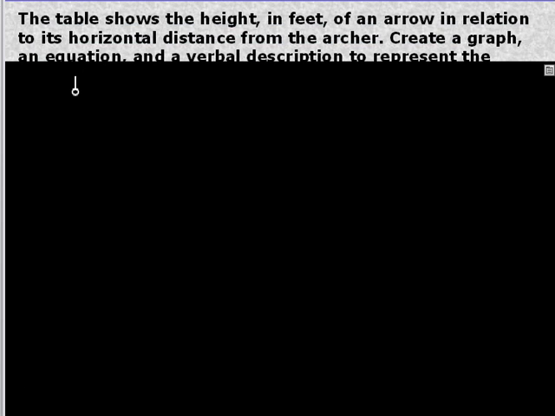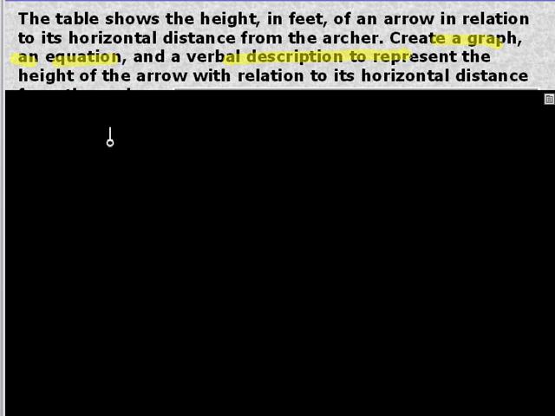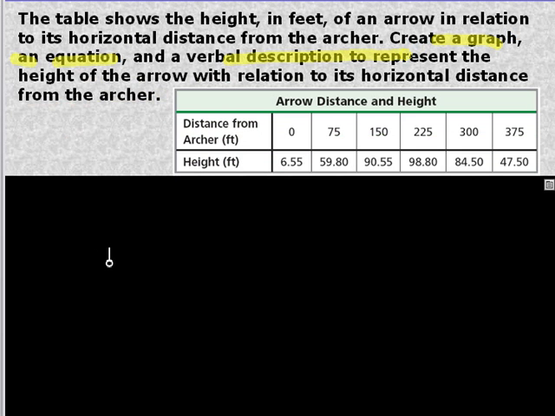All right, the table shows the height in feet of an arrow in relation to its horizontal distance from the archer. Create a graph. So we've got to keep track of everything. We want a graph, an equation, and a verbal description to represent the height of the arrow with relation to the horizontal distance. So here's our data.